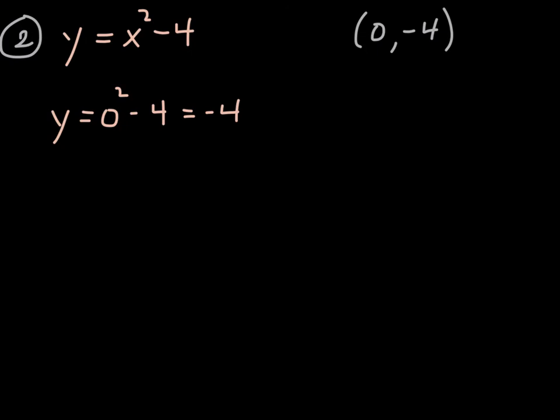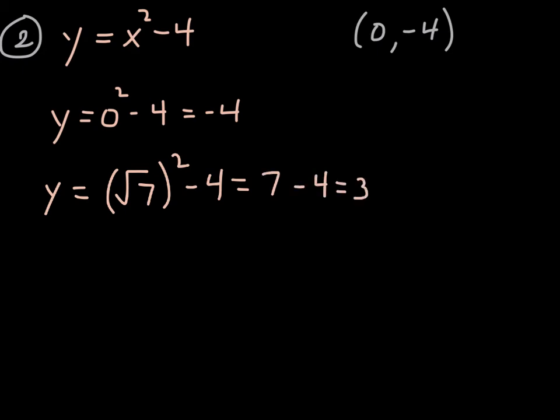This time, let's plug in root 7. Root 7. Don't forget you have to square it, because that's what the equation says to do. So then root 7 squared is just 7 minus 4, which is 3. So now we plugged in positive root 7, and we got positive 3. Just kind of keeping track here.